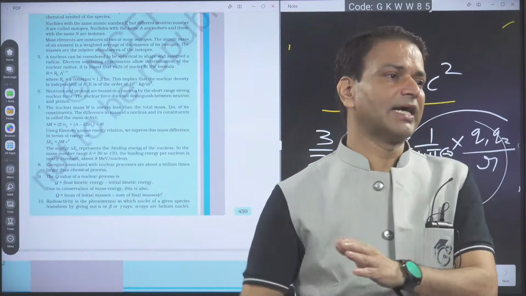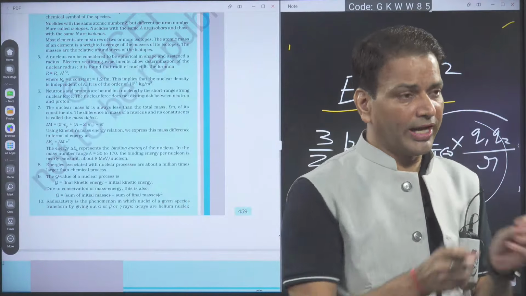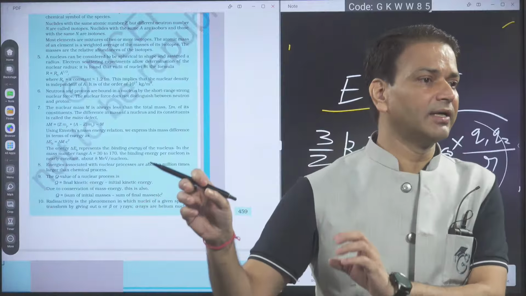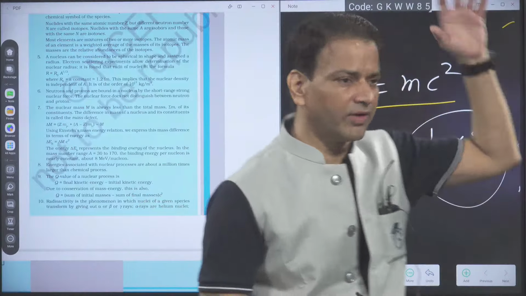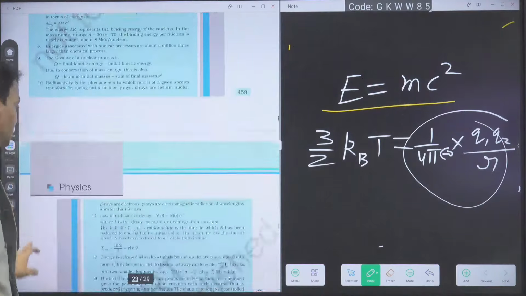Like electron, what is the antiparticle? Positron. Proton, what is the antiparticle? Antiproton. So every particle has an antiparticle also. This statement was given in the old NCERT, but in the new NCERT, this statement has been removed.